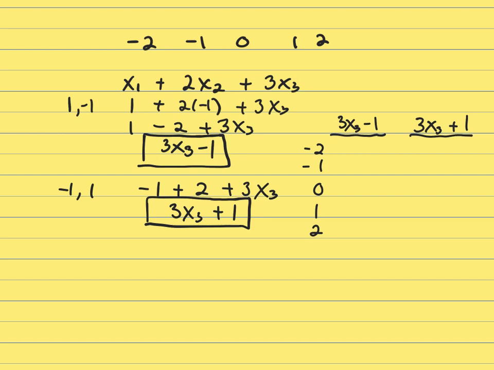So let's try -2 in this first one. -6 minus 1 is -7. -6 plus 1 is -5. Then -1: -3 minus 1 is -4, -3 plus 1 is -2. Now try 0. I love 0. And try 1. That's going to be a 2, and that's going to be a 4. And now let's try 2. 3 times 2 is 6, minus 1 is 5. 3 times 2 is 6, plus 1 is a 7.